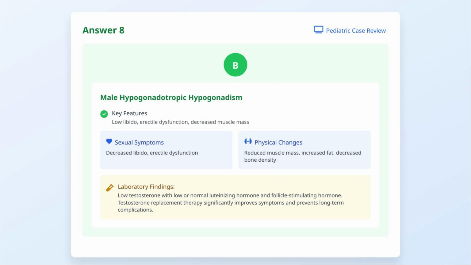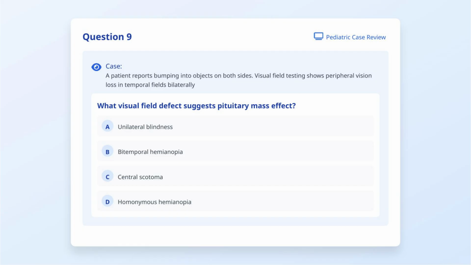Testosterone replacement therapy significantly improves symptoms and prevents long-term complications. Case scenario: a patient reports bumping into objects on both sides. Visual field testing shows peripheral vision loss in temporal fields bilaterally. Question: what visual field defect suggests pituitary mass effect?